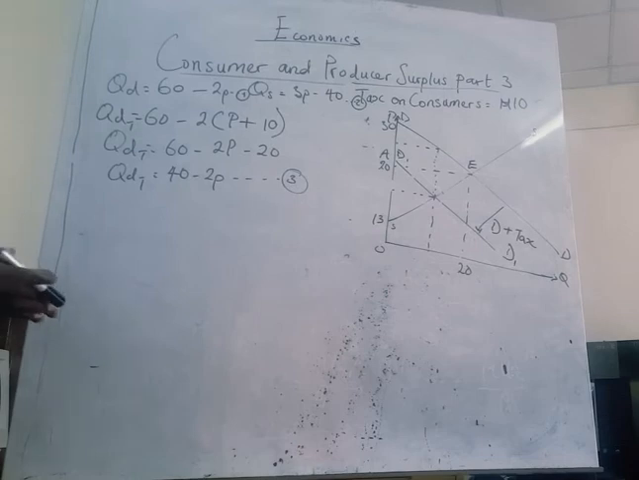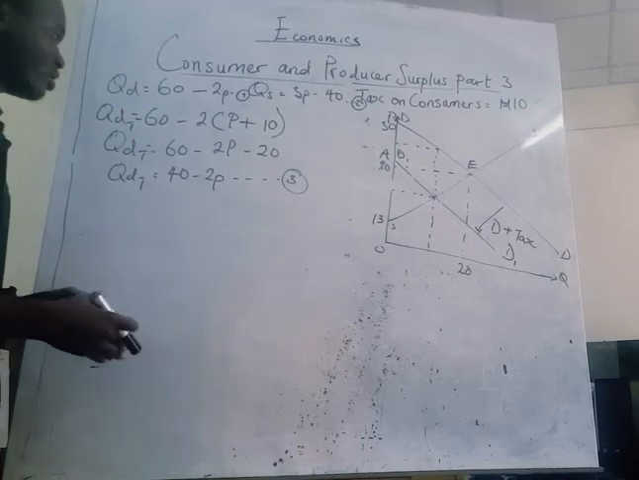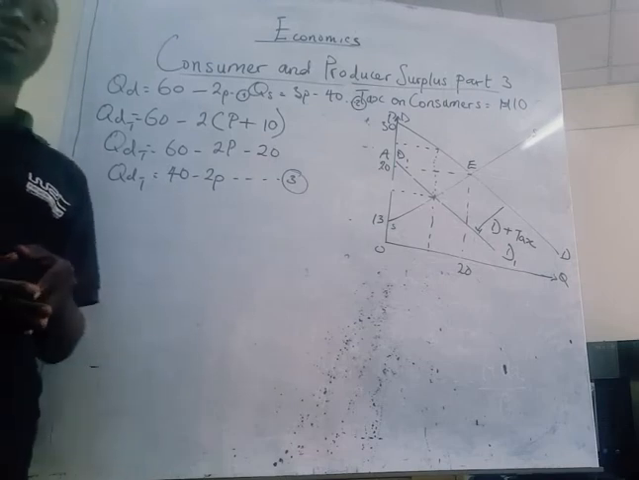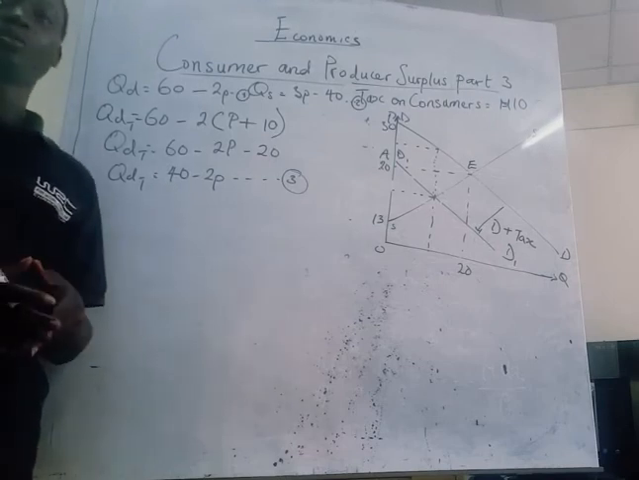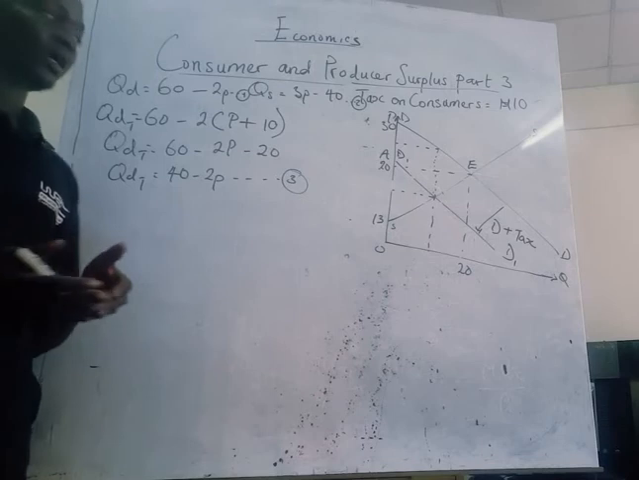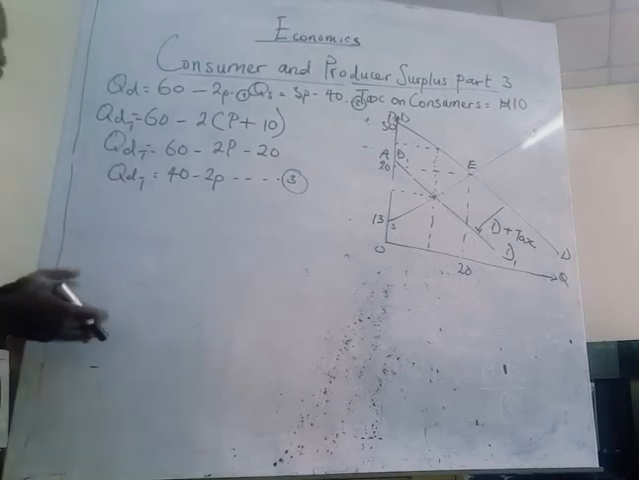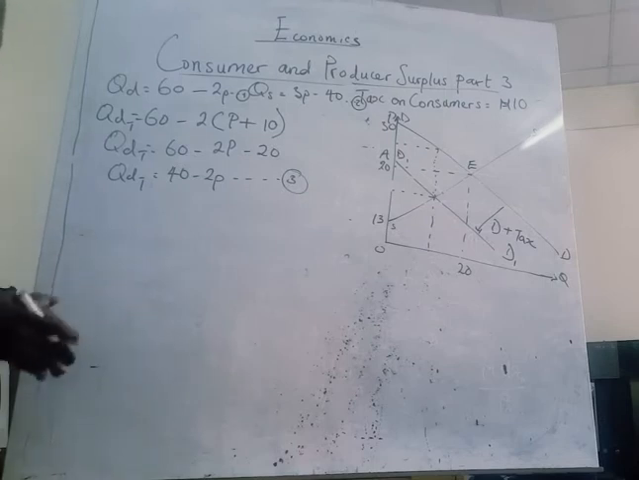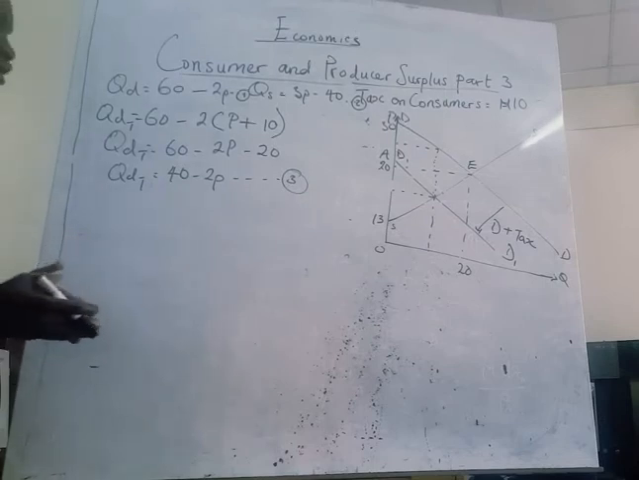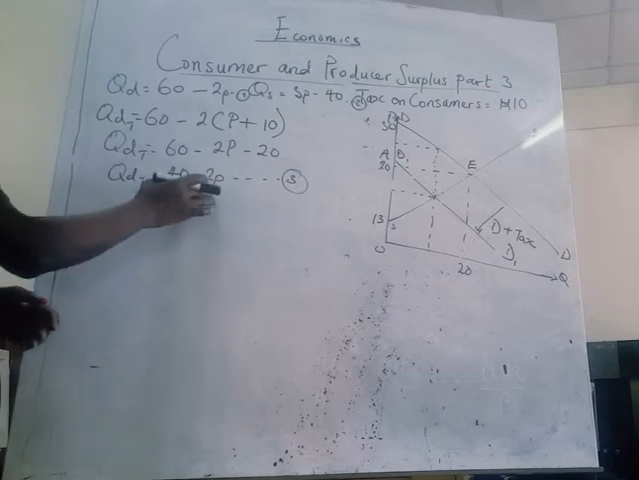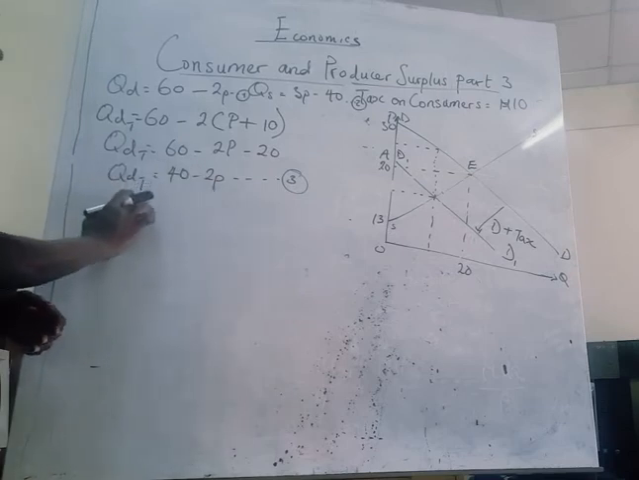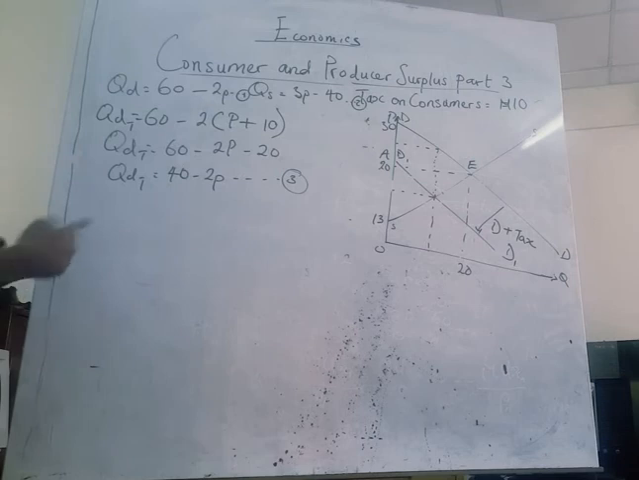Now what we have to do here is to find the inverse demand function. The inverse demand function simply means that we should make the price the subject of the equation. We are doing that because we have to express P in terms of Q. Let me just do that so we understand what I'm saying.